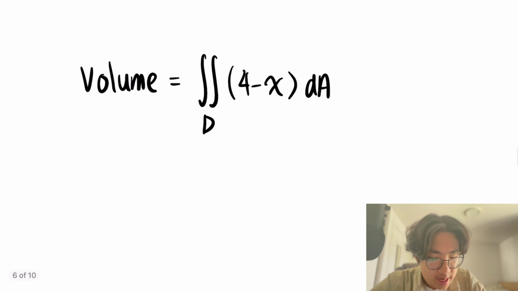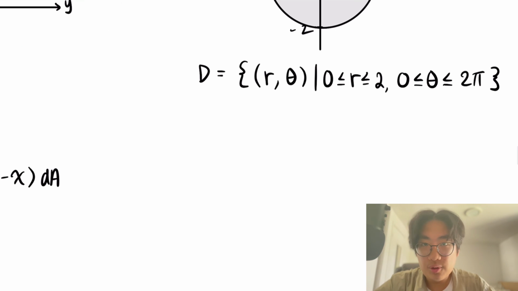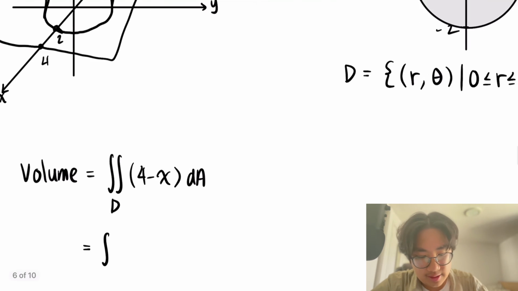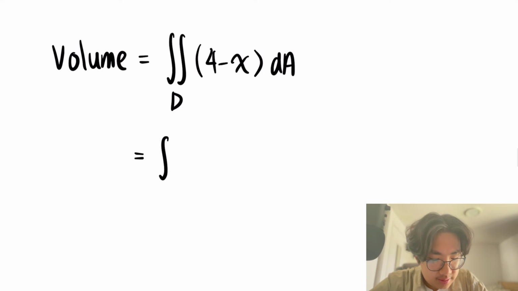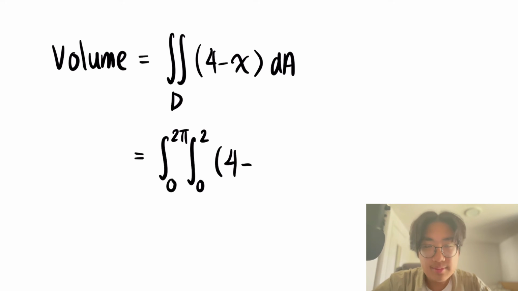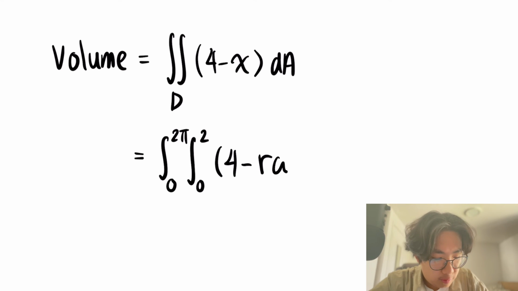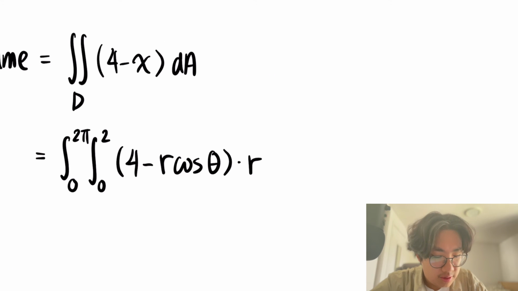And now we can convert to polar coordinates. Remember, when we're integrating with the double integral, it becomes r dr d theta. So theta is on the outside, meaning we need to write theta first. Theta goes between 0 and 2 pi. And then our radius goes just between 0 and 2. And then we have 4 minus x, but remember x in polar coordinates is r cos theta. And then, of course, do not forget the r dr d theta.